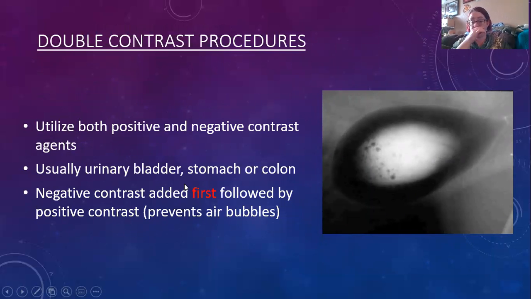Double contrast procedures are another option where we utilize both positive and negative contrast. This is often urinary bladder, stomach, colon, places like that. And what we do is we add the negative contrast first, the air, and then we'll follow with positive contrast. That way we prevent air bubbles from forming, which can obscure what we're trying to see.